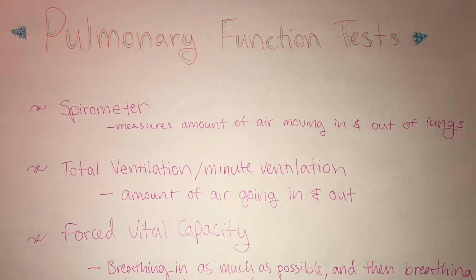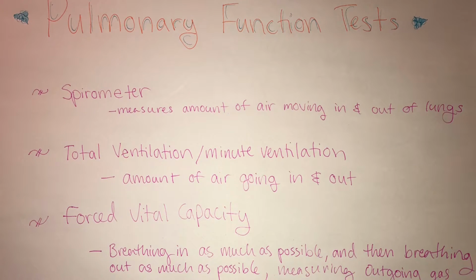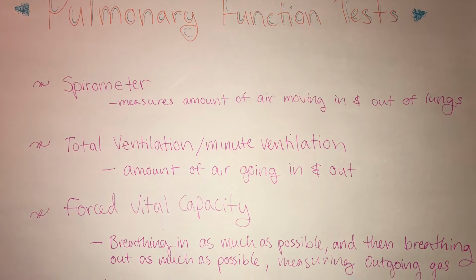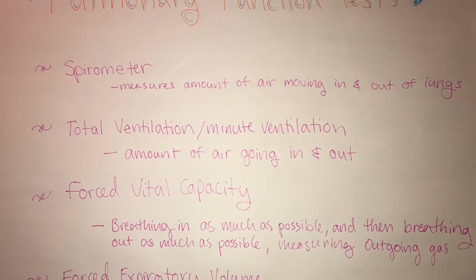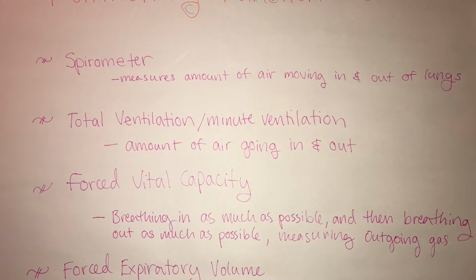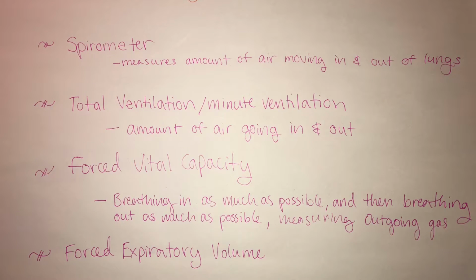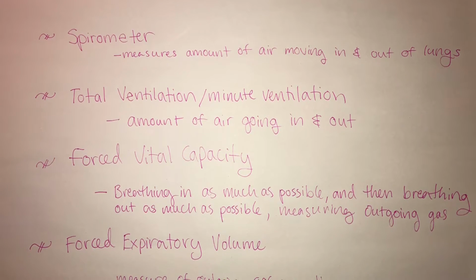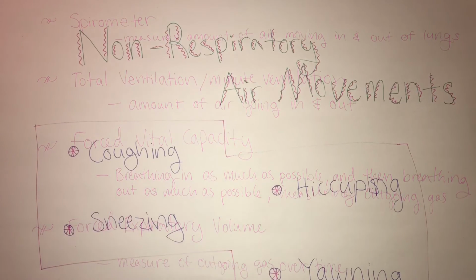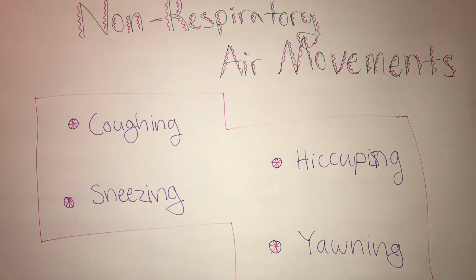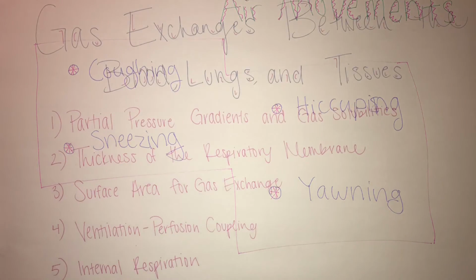Pulmonary function tests. The spirometer measures the amount of air moving in and out of the lungs. Total ventilation, or minute ventilation, is the amount of air moving in and out of your lungs per minute. Forced vital capacity is when you breathe in as much as you can and then breathe out as much as you can, measuring the outgoing gas. Forced expiratory volume is measuring gas over time. Non-respiratory air movements include coughing, sneezing, hiccuping, and yawning.